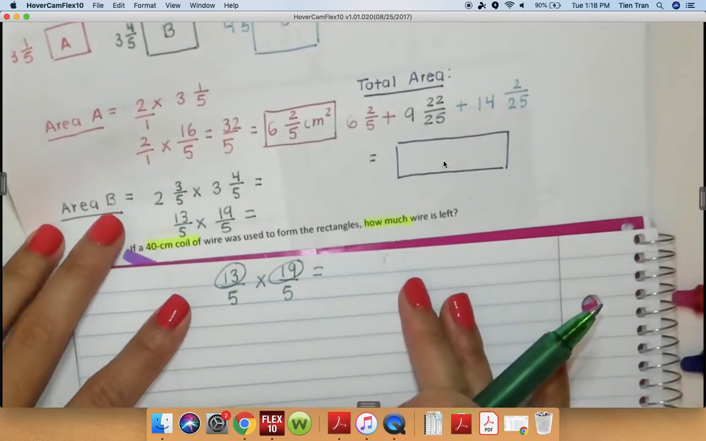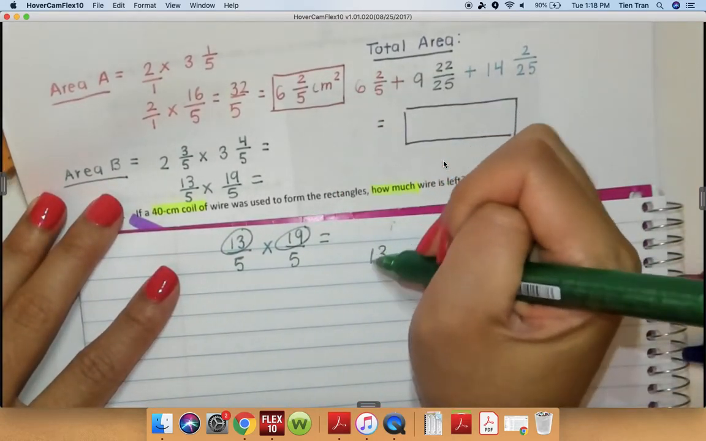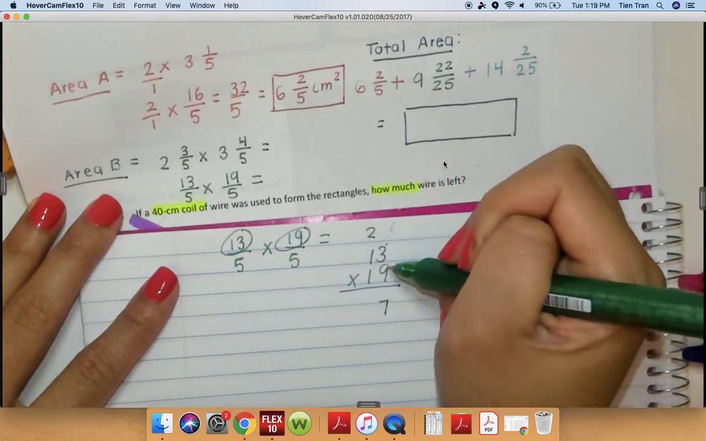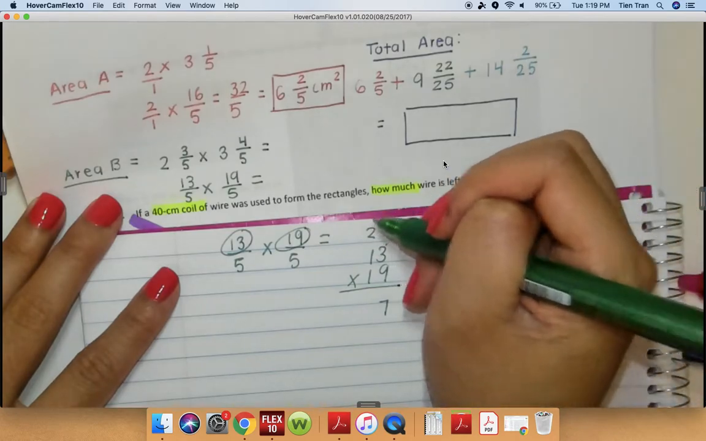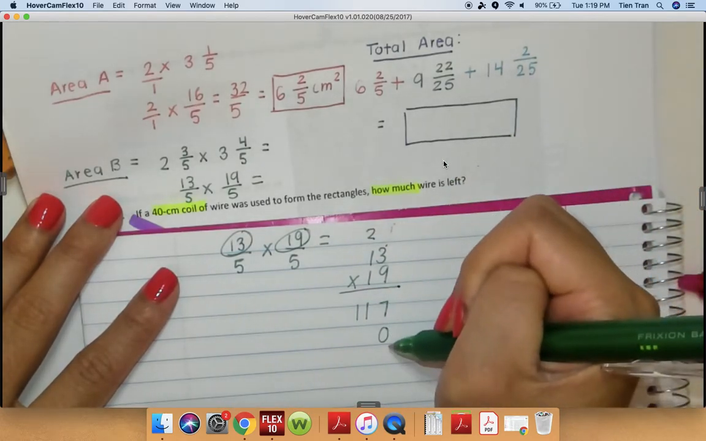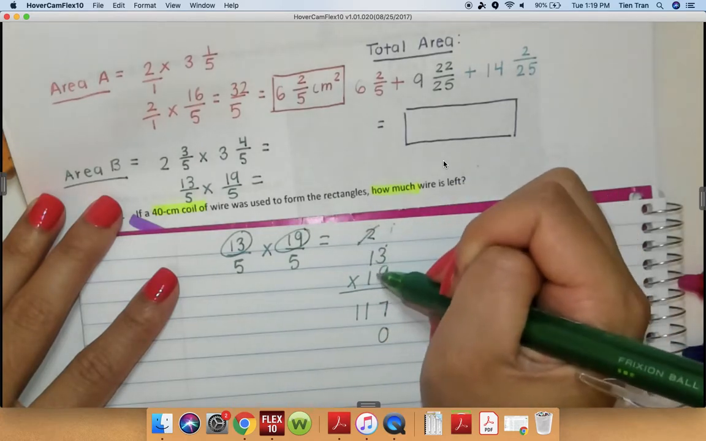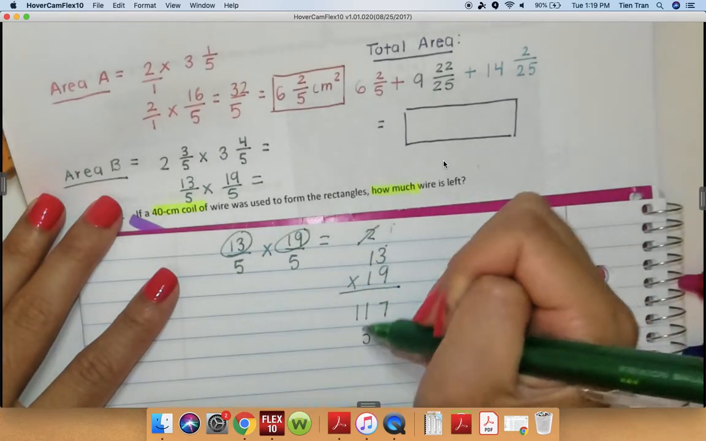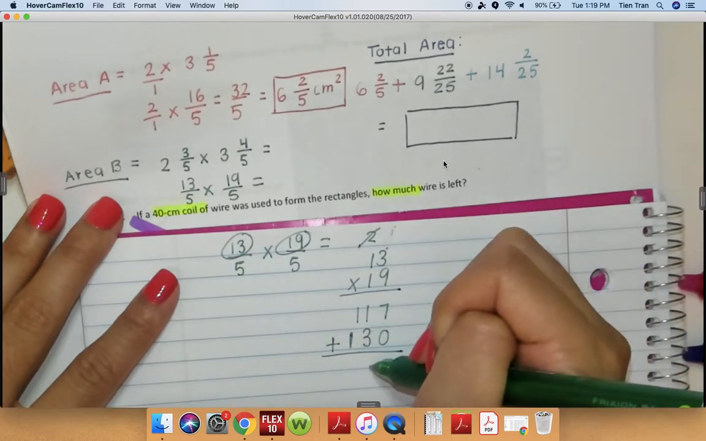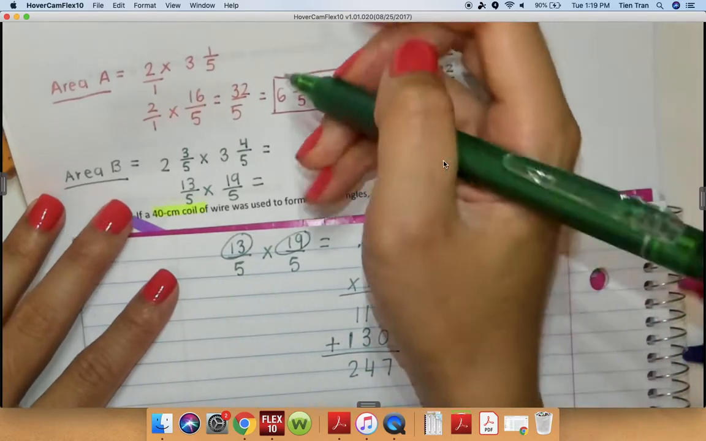I'm going to move it a little bit higher. 13 times 19. 9 times 3 is 27. 9 times 1 is 9. And 9 plus 2 is equal to 11. Bring down my 0 because now I'm multiplying my tens place. 1 times 3 is 3. 1 times 1 is 1. And I'm going to add all of my numbers together. So I get 247.